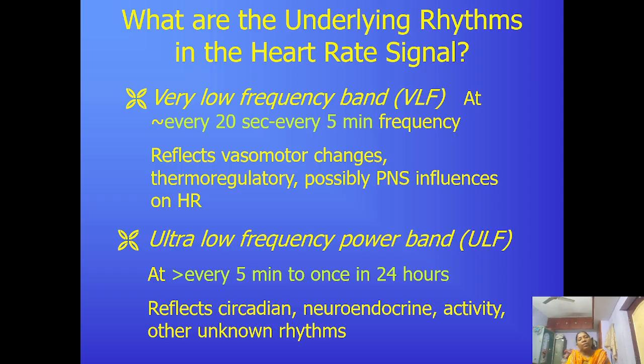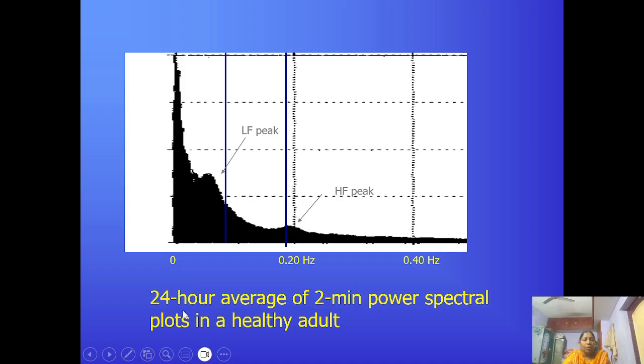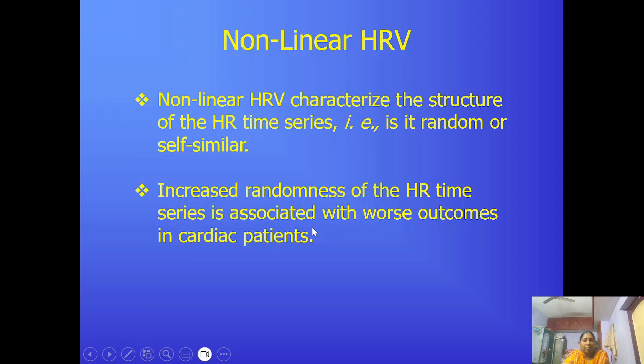And the ultra low frequency band, which is called ULF, at greater than 5 minutes to once in 24 hours, this signal is being measured. It reflects the neuroendocrine activity and other unknown rhythms. So this is an FFT of a 24-hour average of 2-minute power spectral density of a healthy adult. You can see here the low frequency peak and high frequency peaks.